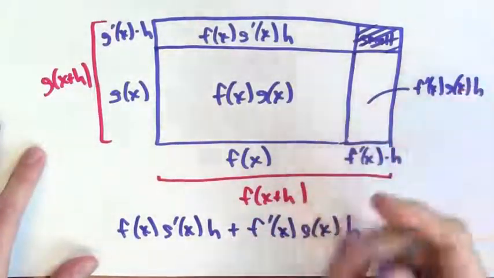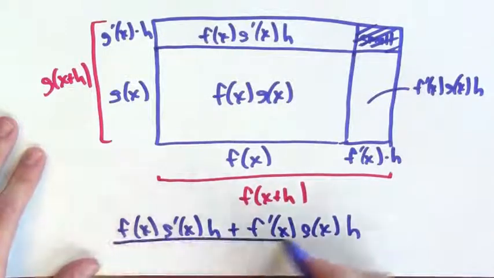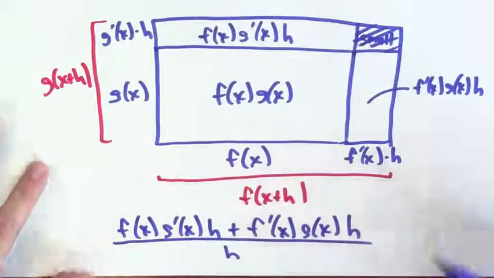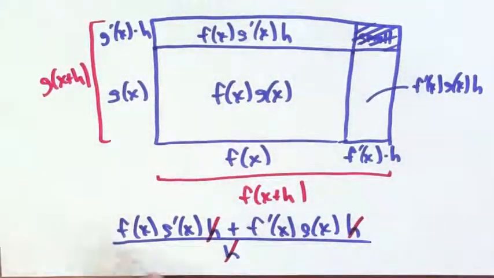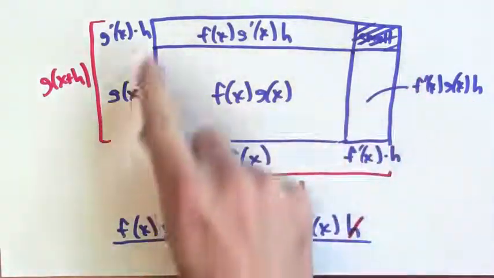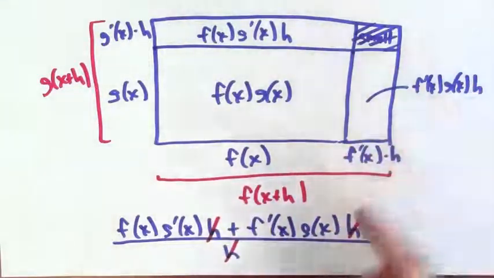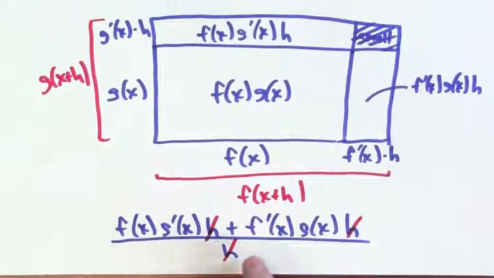The derivative is the ratio of output change, which is about this, to input change, which in this case is h. I went from x to x plus h. So now I can cancel these h's, and what I'm left with is f of x times g prime of x plus f prime of x times g of x. That's the product rule. That's the change in the area of this rectangle when I went from x to x plus h, divided by how much I changed the input, h.